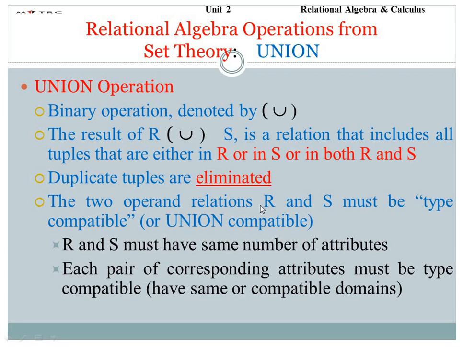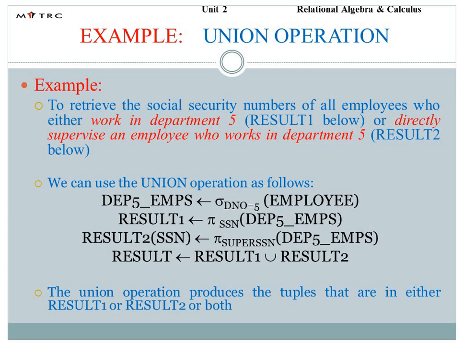The two operand relations R and S must be type compatible. That means we are having type compatibility, which says that all the relations comprise the same number of attributes, and every attribute will have the same domain specified. So if we are having R or S, it is having the same number of attributes along with the specified domains. Now let us take the example of union.